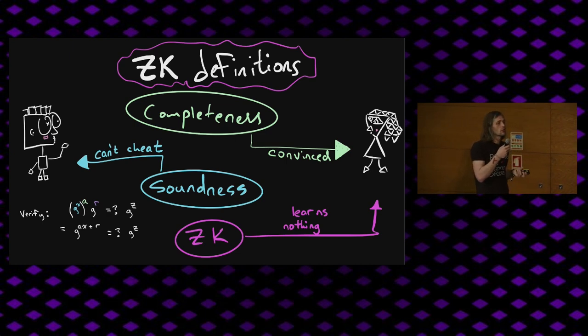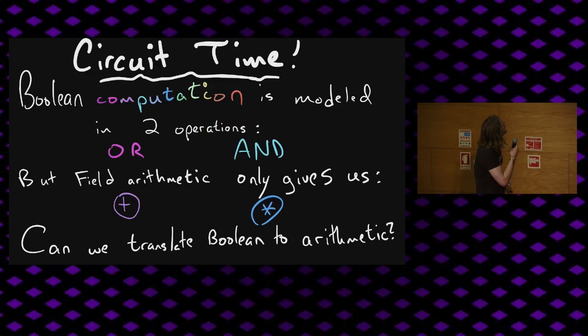Alice would need to break discrete log to actually obtain information about the secret key x. And so these are, again, useful things to keep in mind when thinking about what we're actually trying to achieve when we're writing these ZK circuits. And so it is now circuit time.